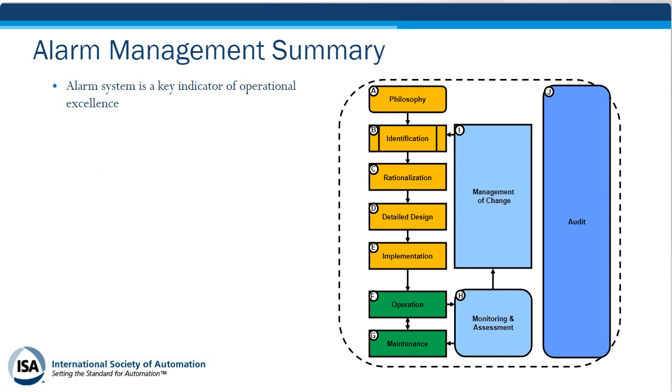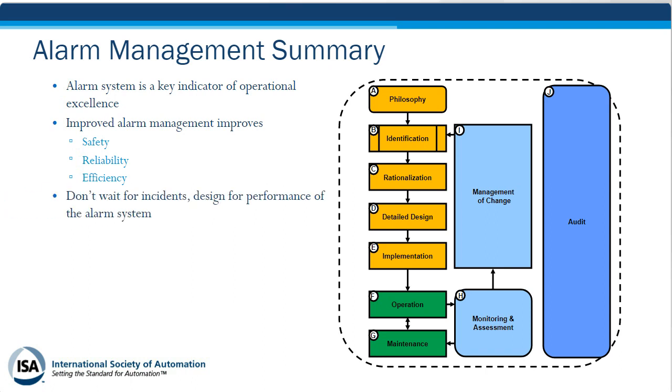If you implement alarm management within your facilities, it will help you improve safety, reliability, and efficiency within your process plants. Don't wait for incidents. Design for performance of your alarm system. Use the alarm management lifecycle within ISA 18.2 and IEC 62682 to manage your alarms.